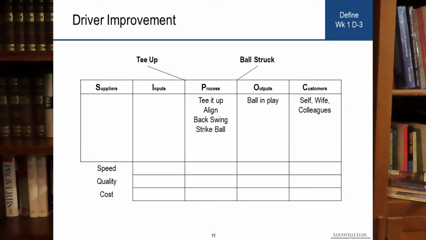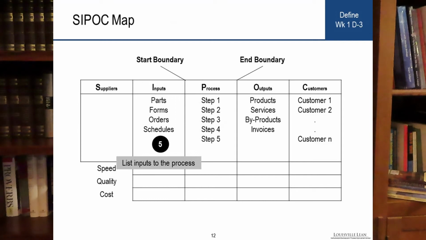The actual output of the process is that ball, hopefully on the fairway down the middle. The next step is to list the inputs. What do you have to have physically or electronically to go into your process? And we usually think parts, forms, raw materials, some kind of order, things like that.